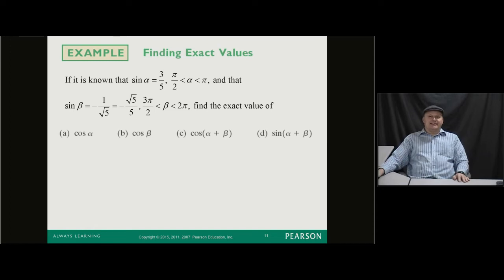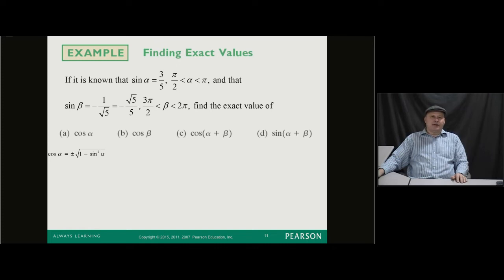So we want to find the exact values. You're like, well, why do we need to know what the quadrants are? Well, hang on tight here. Look and see what happens. So cosine of alpha. Now, if you're looking for cosine of alpha, do you know what the answer is going to be as far as positive or negative? Yeah, you can, because alpha is in the second quadrant, because it's between pi over 2 and pi. And since it's in the second quadrant, we know the answer is going to be negative.